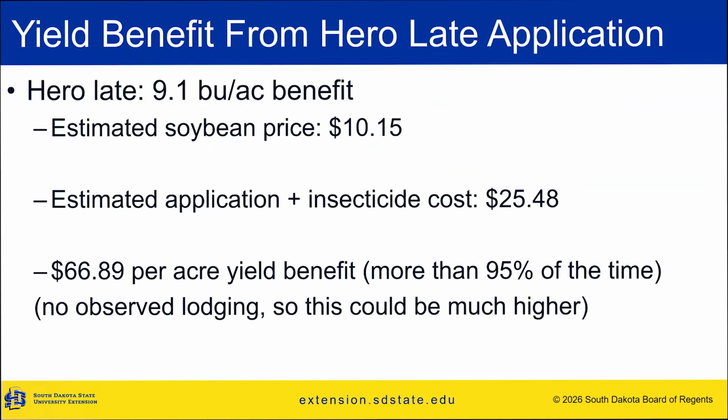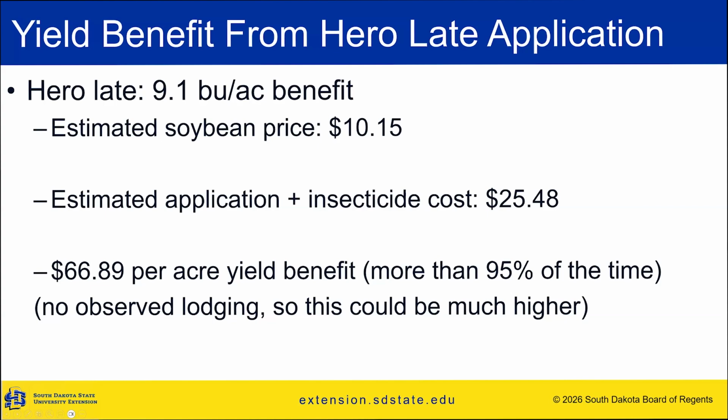And so here's the economics. So we had a 9.1 bushel per acre benefit for the Hero applied late. And this is a little bit outdated, but just to keep the math so it all was the same, I left it from when I wrote the paper on this. And so the estimated soybean price was $10.15 per bushel. The estimated application plus insecticide cost for the Hero was about $25.48. And so we were looking at somewhere in the ballpark of $66, almost $67 per acre yield benefit compared to not using any treatment at all. And that would be true about 95% of the time.